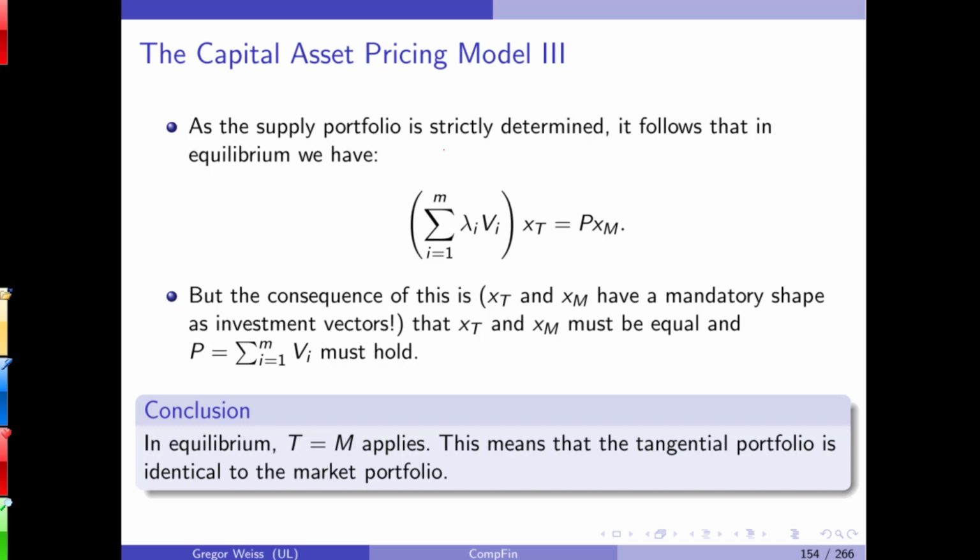It follows that in equilibrium we have the sum over all investors, lambda_i times V_i times x_T, that is the amount of money invested in the portfolios, the demand vector, and the total demand has to equal what?